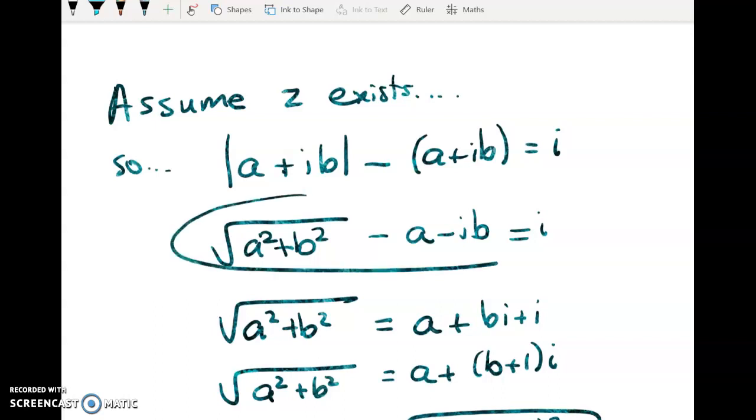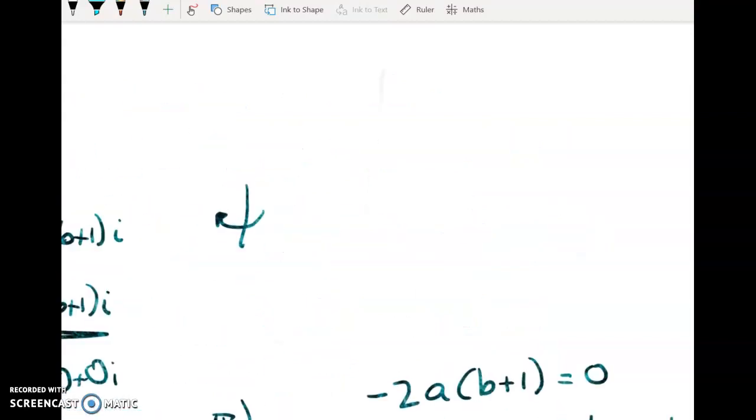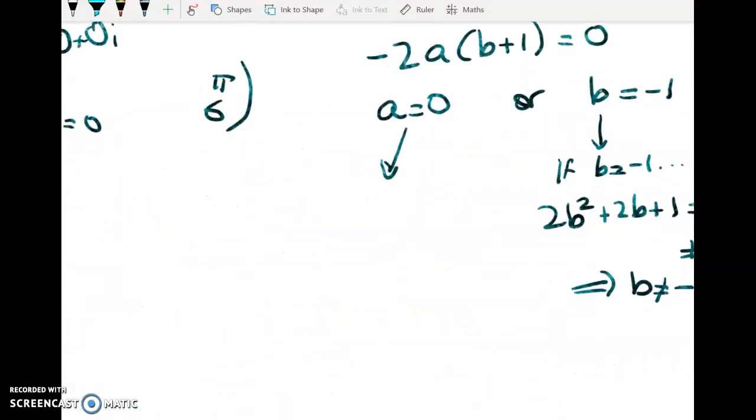Okay, let's go all the way back to here and look at what happens if we assume that a is equal to 0. Right, if a is equal to 0, then we get on the left-hand side the square root of b squared minus bi has to equal b minus bi. So that is equal to b minus bi.